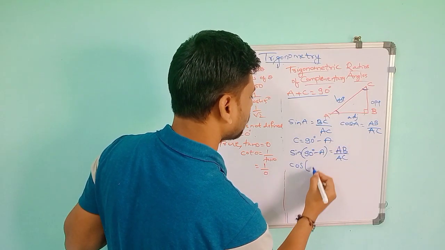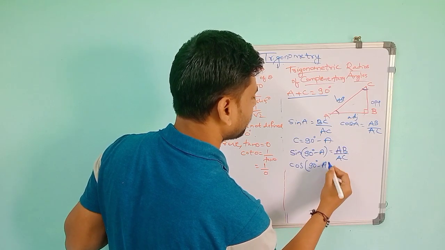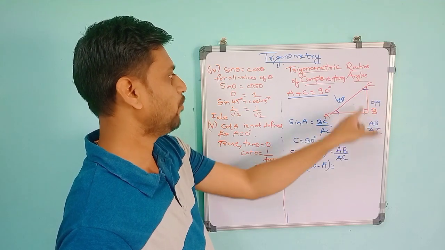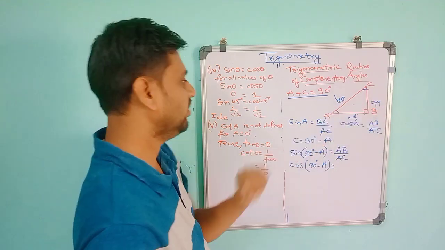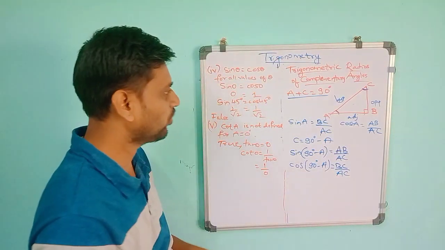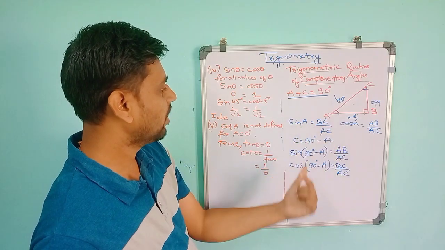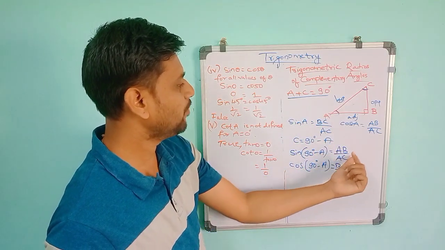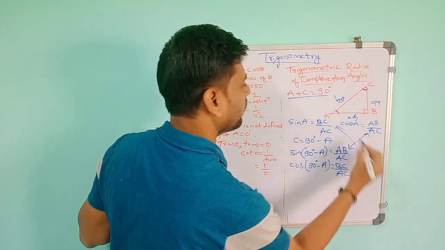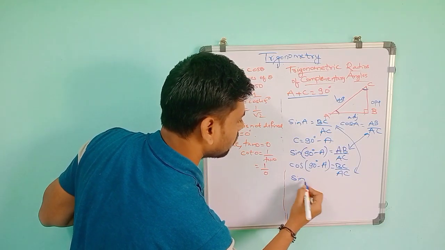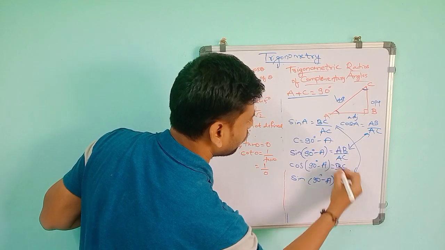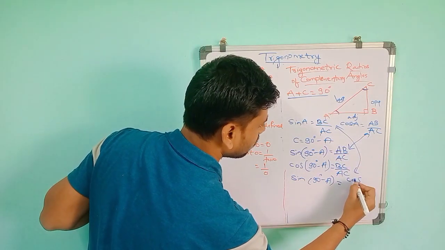Again, in terms of cos of 90 degrees minus A, cos of 90 degrees minus A means this angle. So cos is adjacent by hypotenuse. Adjacent is BC and hypotenuse is AC. If you clearly observe this, sin A is BC by AC, but sin of 90 degrees minus A is AB by AC. So this will be equal to this one and this will be equal to this one. So we can write like that: sin of 90 degrees minus A is equal to cos A.